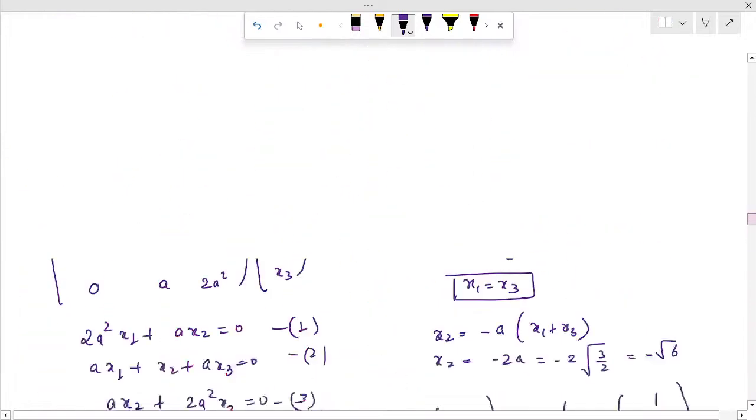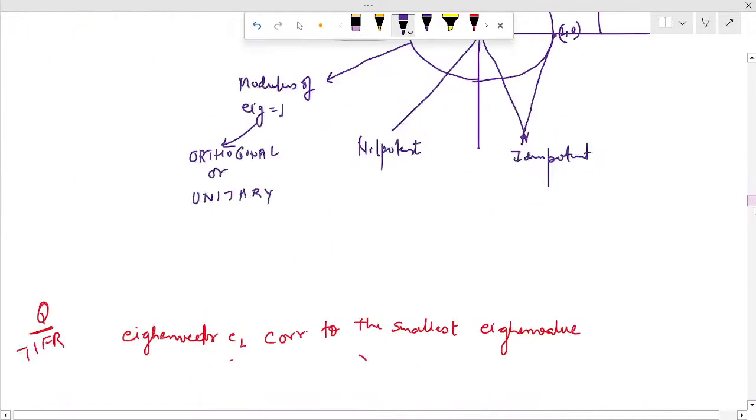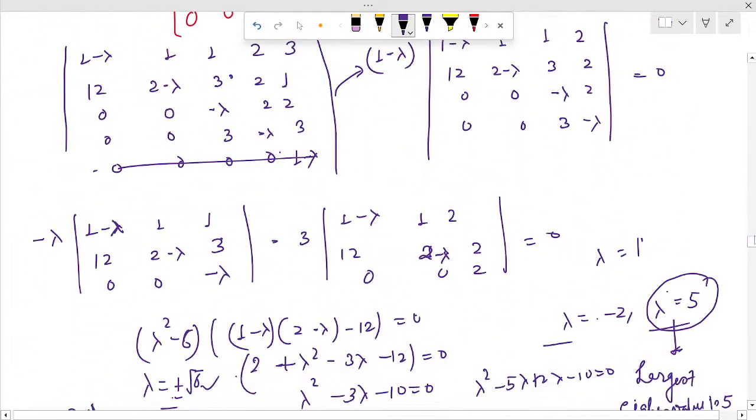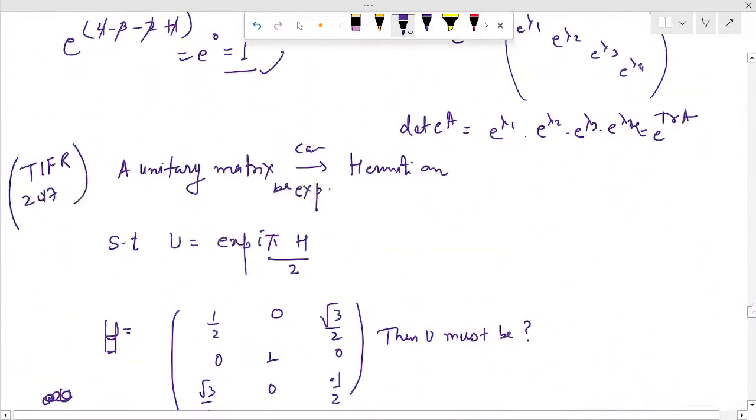Please remember, I started the lecture with linear transformation. Then I took the route to eigenvalues and eigenvectors. A few questions I have done, a few questions I'll do tomorrow. But remember these themes, try to revise these concepts, and I'll meet you tomorrow.